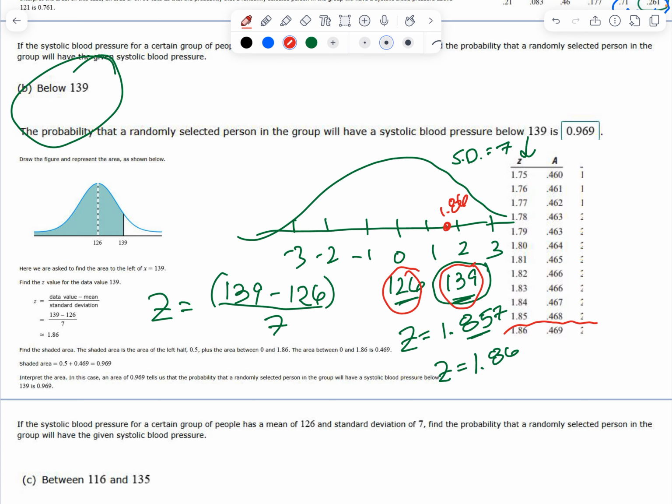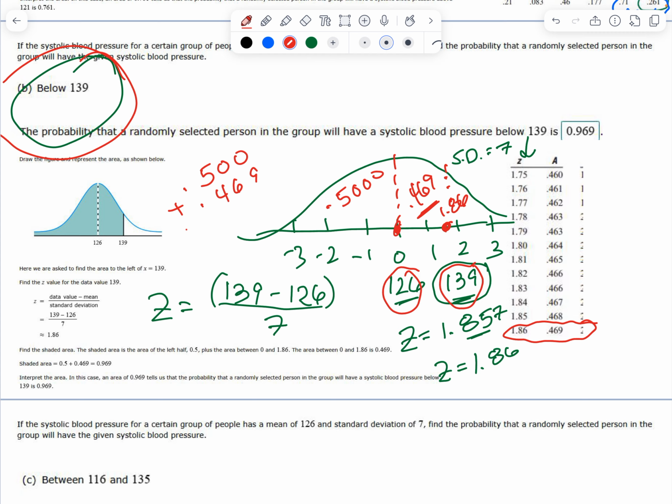Now the area that goes with 1.86 is 0.469, but keep in mind that that's just the area from here to here. So this is 0.469. Now they want to know below 139. So we're going to take the 0.469, but we need to add it to the 50% on the other side. So if we take 0.500 plus 0.469, we should get 0.969, which is what they got right here.